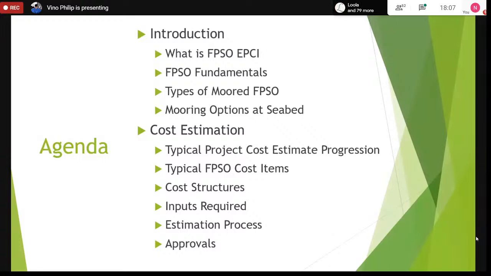I have been involved in two companies with FPSOs. One was SBM, single buoy moorings, S for single, B for buoy, and M for moorings. Single buoy moorings, which is a Dutch company. And that has one type of cost structure.